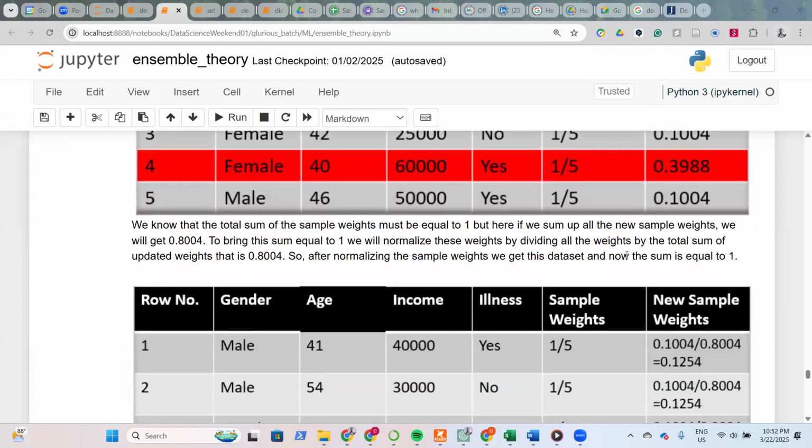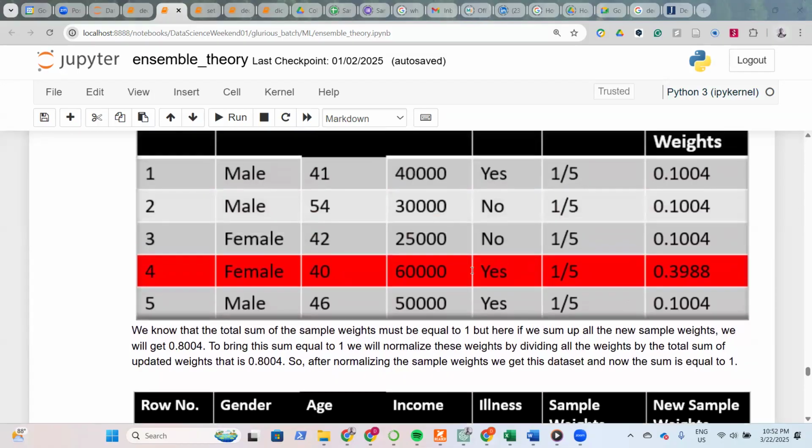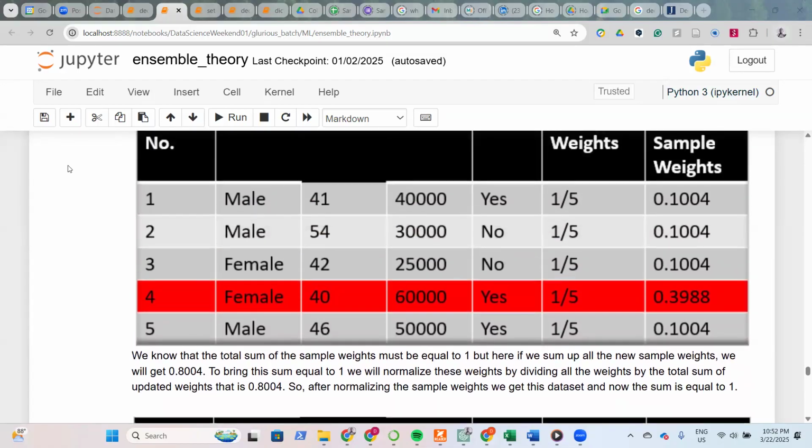Now, the next step after you have assigned the new weight is that if you notice, if we sum all of these, it will be 1. But if you sum all of this, it will not be 1. So we need to find a way to normalize the data. Is that clear? If you sum this plus this plus this plus this plus this, it will be 1, 2, 3, 4, 5 divided by 5, it will be 1. But if you sum all of this, it will not give you 1.